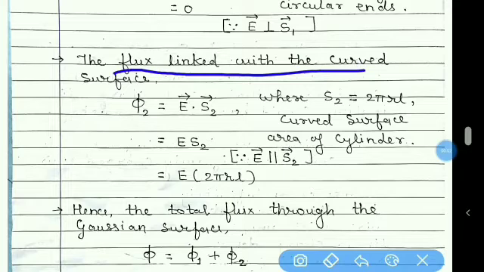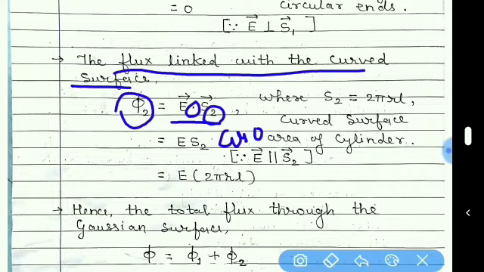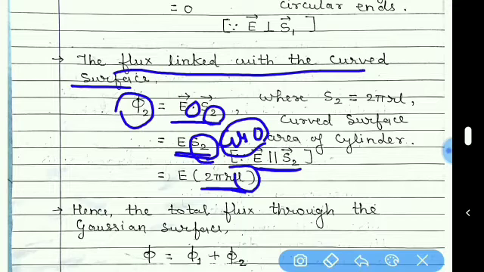Now the flux linked with the curved surface, let us denote that flux by phi 2. Again the formula for the flux is E dot S. Here S2 means the curved surface. When we remove the dot product, there is a cos theta, but here theta is 0 because the electric field is parallel to the area vector, and so cos 0 becomes 1, and only E S2 remains. We know the formula for the curved surface area of a cylinder, that is 2 pi r L, where L is the length of the cylinder. So here we obtained the flux linked with the curved surface.